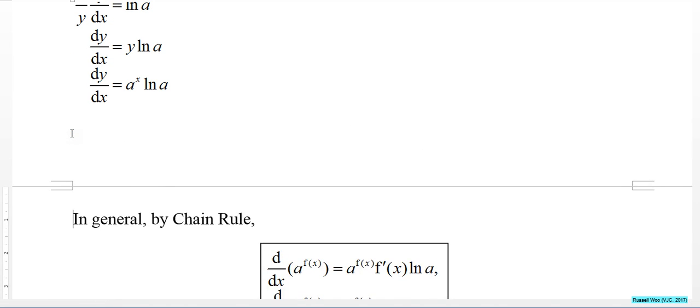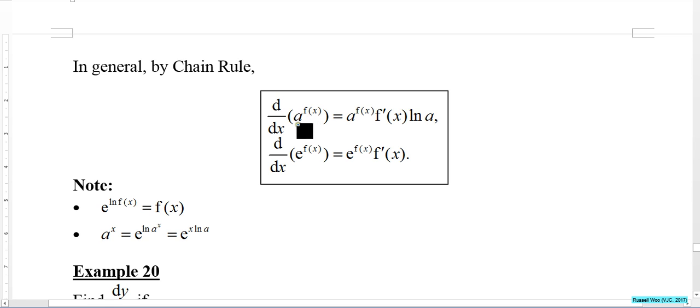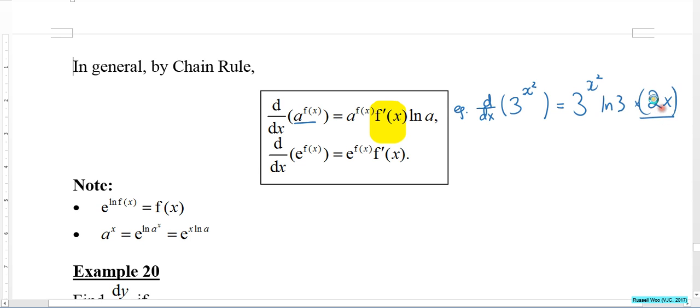One more thing, sorry. Now the chain rule. Suppose I don't have a to the power of x, and I need to differentiate a to the power of, say, x squared. By chain rule, let me not use a, let's use 3 again. You have to let this be f(x). There is one additional factor, which is f'(x). That means you get 3 to the power of x squared, you still have ln 3, and you need to multiply by 2x. This is f'(x). This is what happens when we differentiate. Got it?